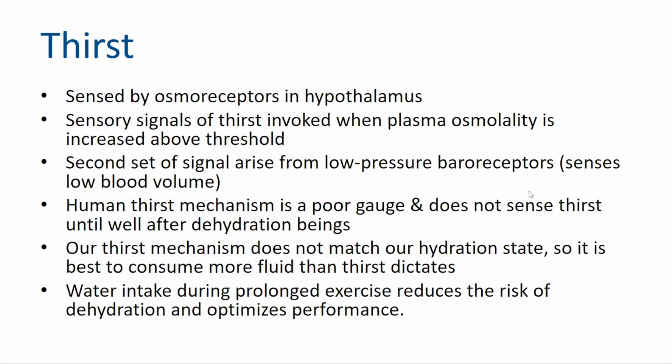And we talked about this before, where we know that by the time we're thirsty, we're already dehydrated. The reason for this is because our osmoreceptors are detecting the osmolality of our plasma, and sending this signal to the hypothalamus. As a result, the hypothalamus is giving signals of thirst. So the human thirst mechanism is a poor gauge, and it does not sense thirst until we're already dehydrated, until our plasma osmolality is already high.